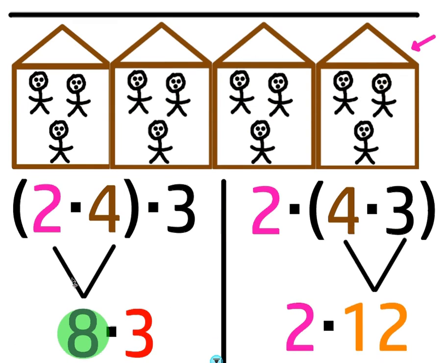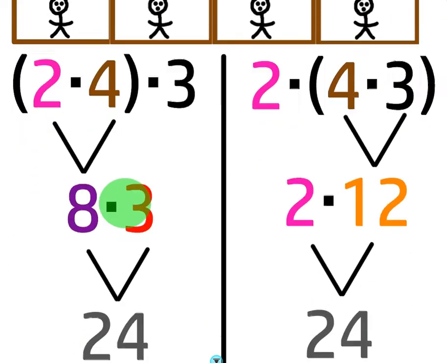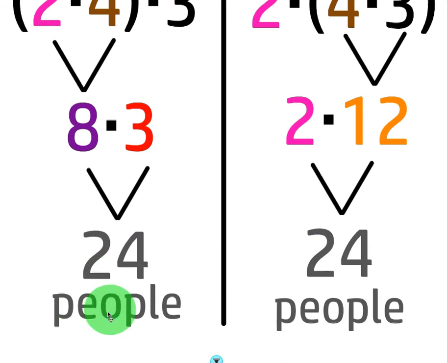So there's 8 townhouses. Then we know that there are 3 people in each house. 8 times 3 is 24 people in this neighborhood.